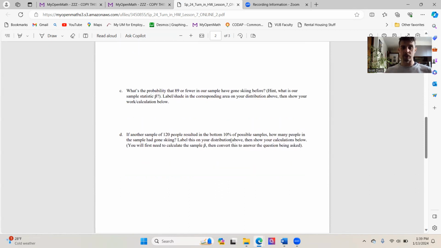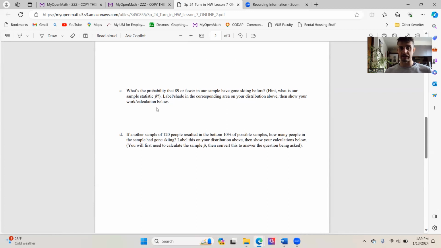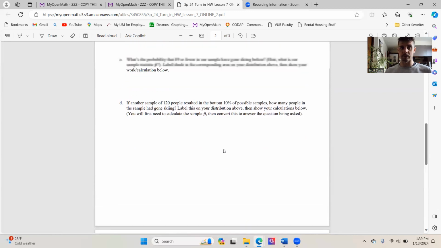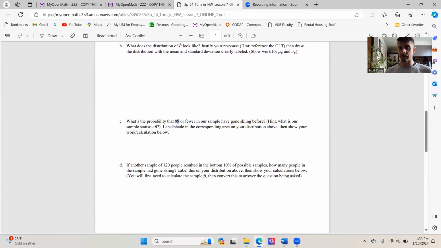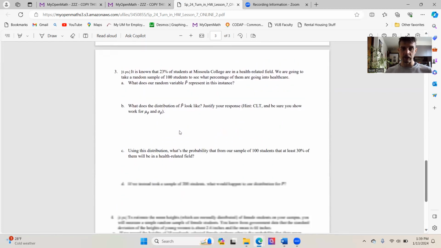This is now going to be an inverse norm question, bottom 10%. And once again, when you have your answer, you will find a p hat value, and then you need to convert that p hat value to a number of successes. Sort of like here, we did a number of successes converted to a p hat value. This time you're going backwards. This question is a little bit trickier for that reason. It's got an extra step that you need to do in your calculations.